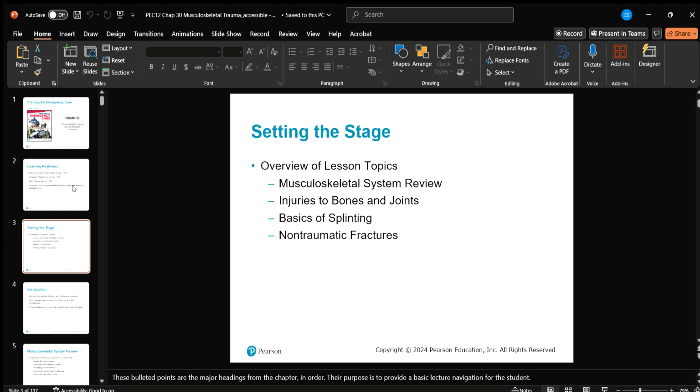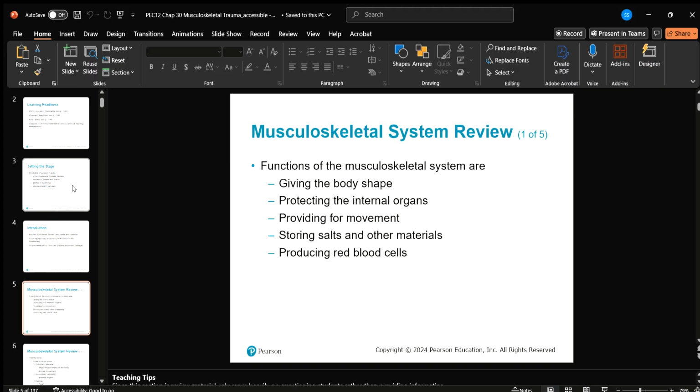All right, so we can kind of skip all this stuff. You may get some questions like: what are some of the basic functions of the skeletal system, your musculoskeletal system? Obviously, it provides form for the body, shape, and protection. It's what we use for movement, and the big one down here, it produces our red blood cells in our bone marrow. That's where they come from.